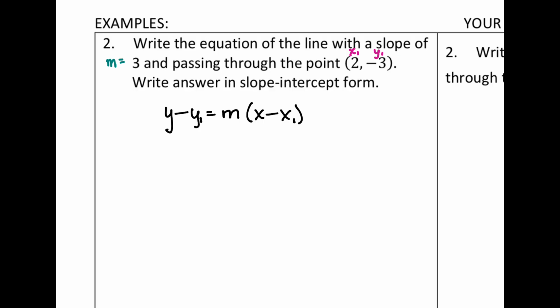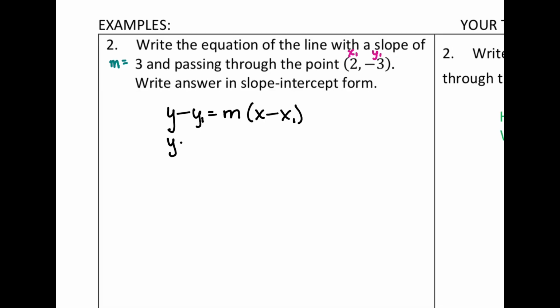Okay, so now you substitute y minus, and y sub 1 is negative 3. So we're subtracting a negative 3, which means negative 3. Subtracting a negative makes it a positive. So that's equal to the slope times x minus, and in this case, x sub 1 is 2. So we're just going to subtract 2.